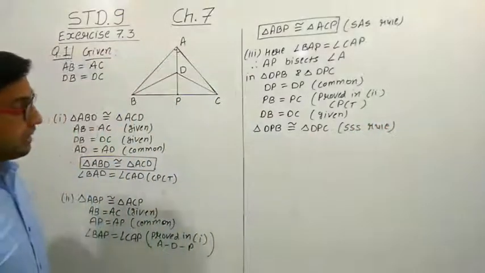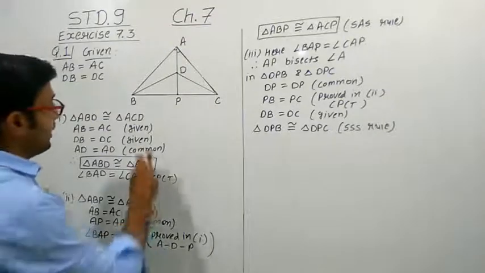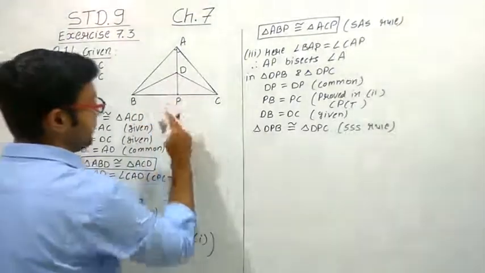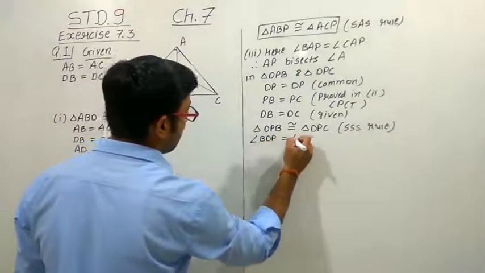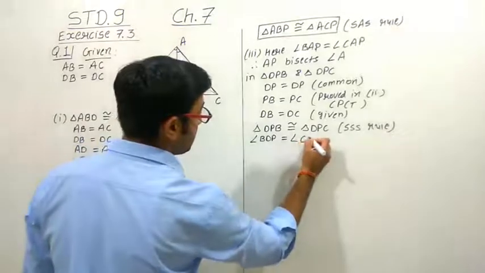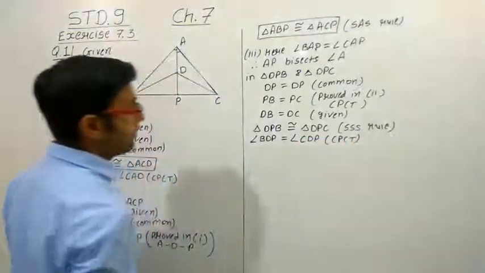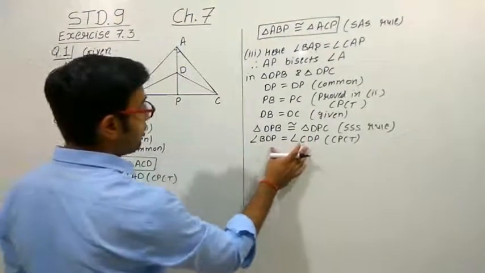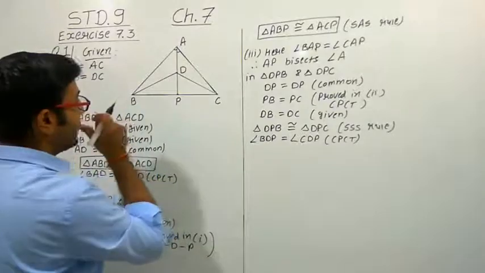Right? So as the two triangles are congruent, their corresponding parts are also equal. We can write down that angle BDP is equal to angle CDP, according to the CPCT. Now what is the meaning of this? Meaning of this is that DP bisects angle D, right?